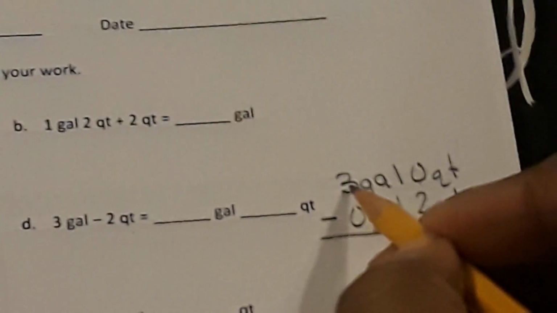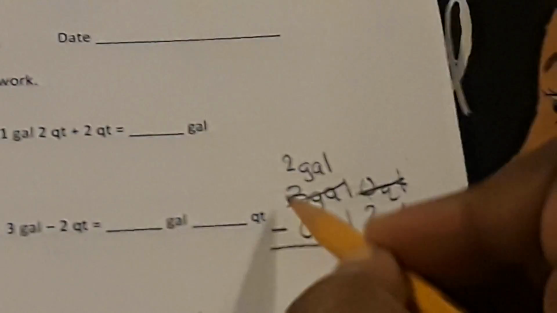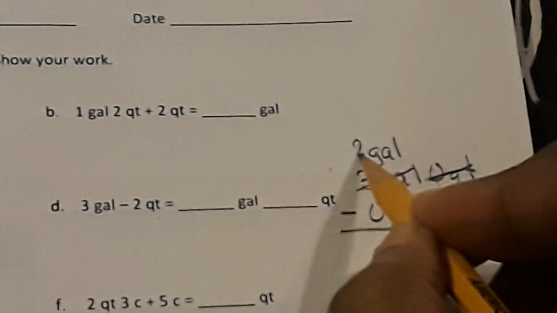Now, in order to subtract, since you cannot take 2 quarts from 0 quarts, we're going to have to borrow some quarts from here. If we borrow from here, you're going to have 2 gallons left. But over here, because we're borrowing quarts from a gallon, we're taking 4 quarts. I'm sorry, we're taking 4 quarts from this 3 gallons and putting it in our quarts column.